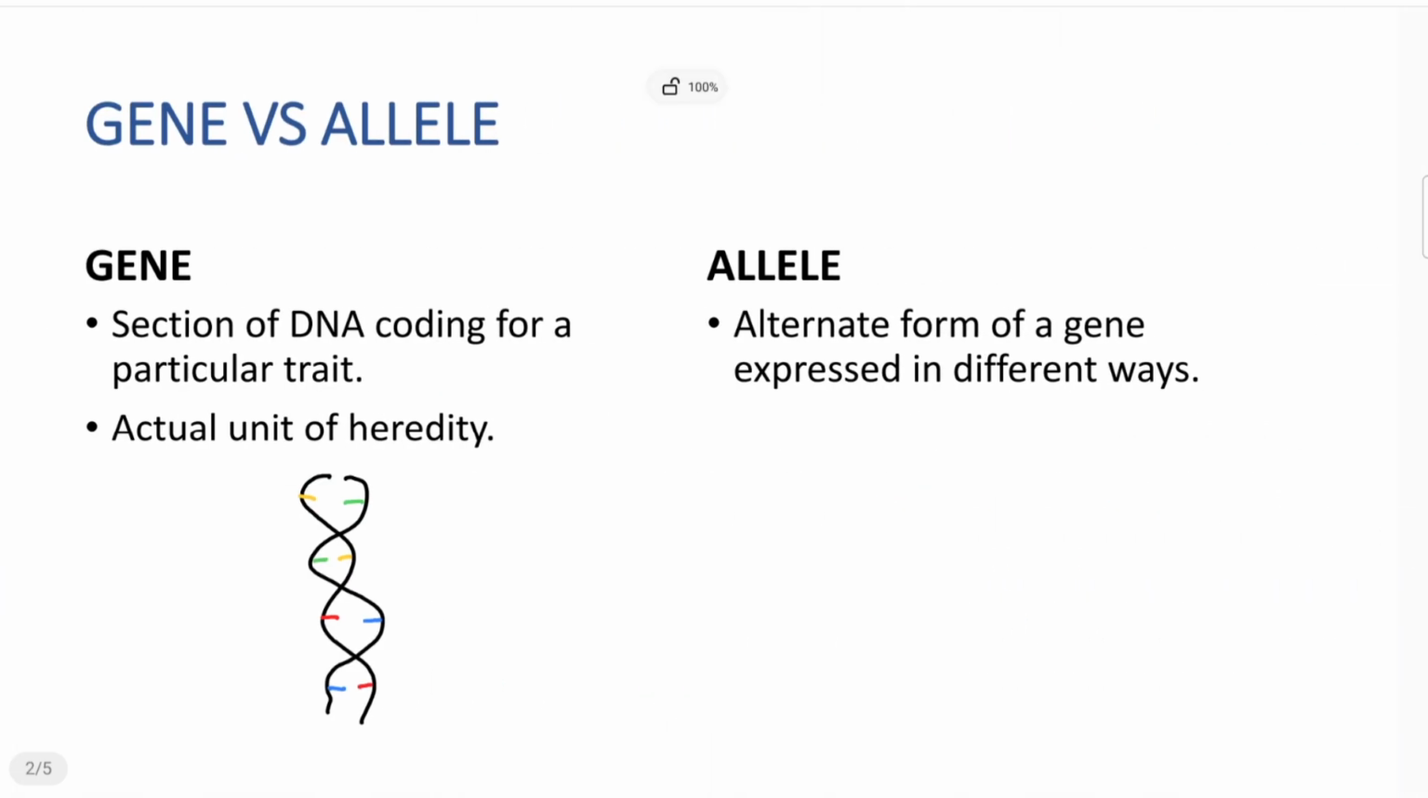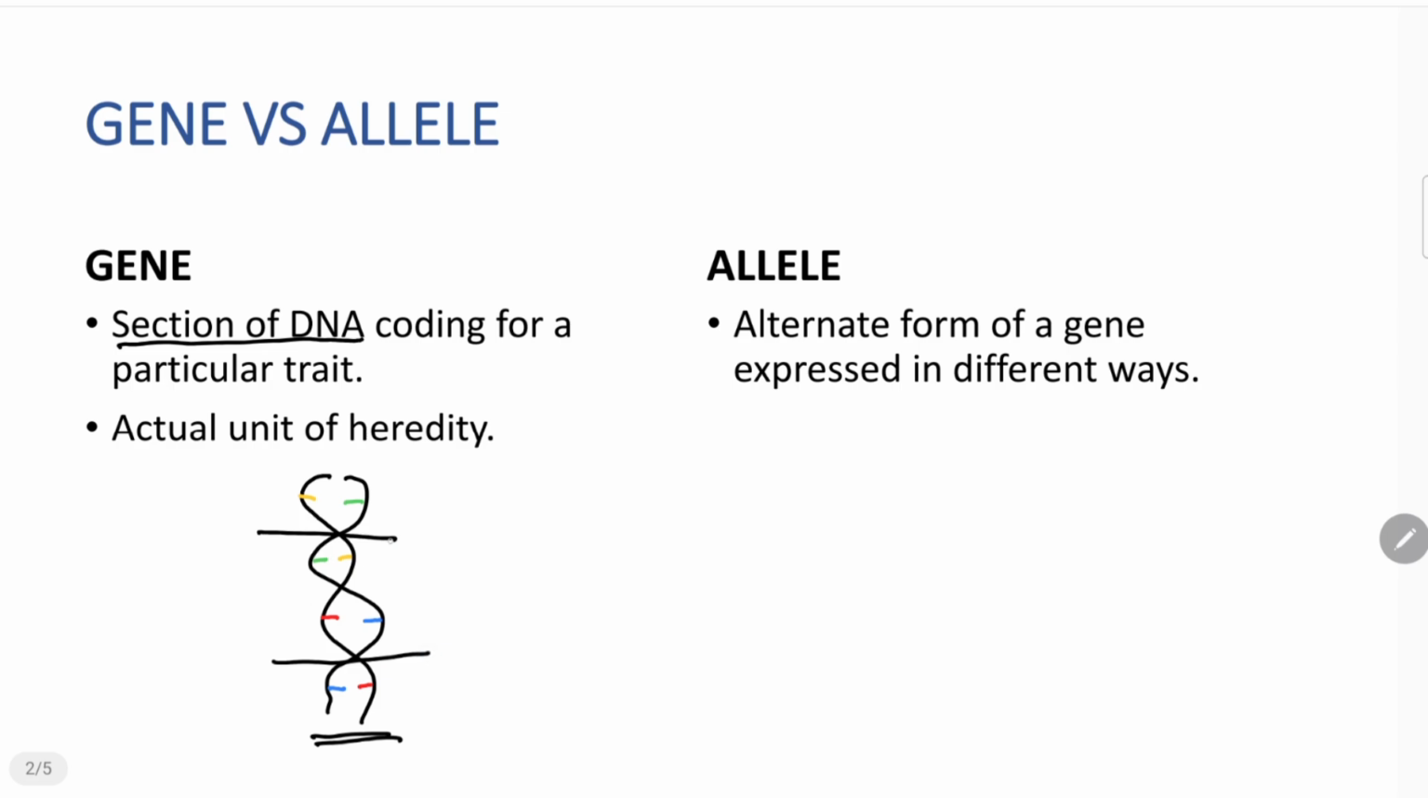Let's look at a gene and an allele. What is the difference between a gene and an allele? The formal definition is that a gene is a section of DNA, so not the entire thing, just a part. So a gene is a section of DNA that codes for a particular trait or a particular characteristic. If we have the double helix shape of DNA, as I've tried to draw there, and I decide to take a section of that DNA molecule.